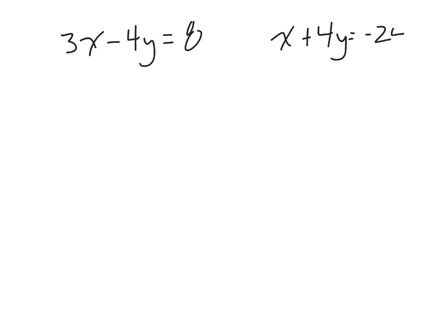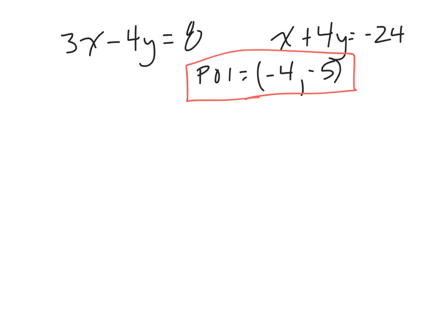I know that my one equation was 3x minus 4y equals 8. That was my first equation. And my second equation was x plus 4y equals -24. And I know that my POI, my point of intersection of the two lines, was -4 comma -5. Now I'm going to do a left side equals right side check.